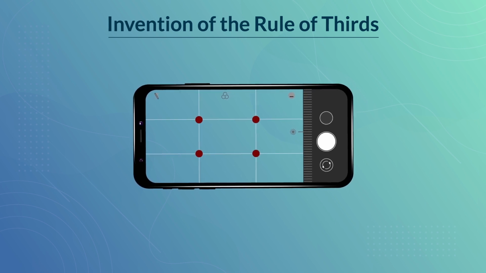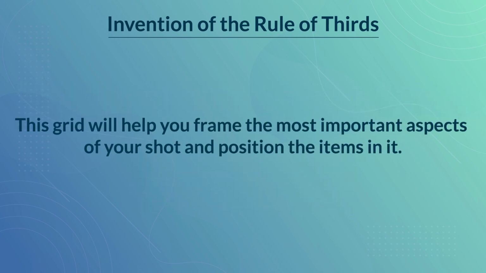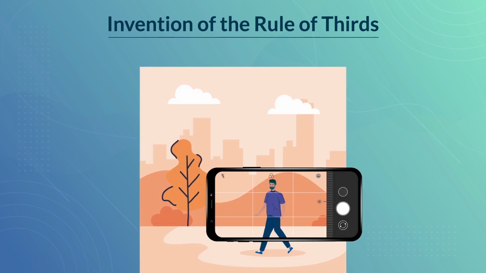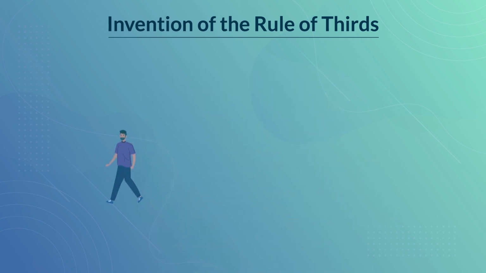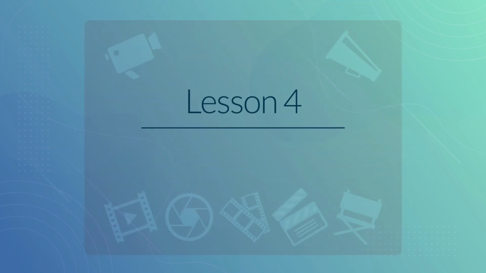While framing your shot on your smartphone, envision this grid to frame the shot you're about to take. This grid will help you frame the most important aspects of your shot and position the items in it. According to the rule of thirds, if you arrange your main subject in the top, bottom, left, or right blocks of the grid, you'll always get a beautiful shot. All you have to do to get a well-balanced photo is keep the main subject out of the center of the box. When individuals look at photos, their gaze is naturally directed to one of the focal points rather than the image's center.